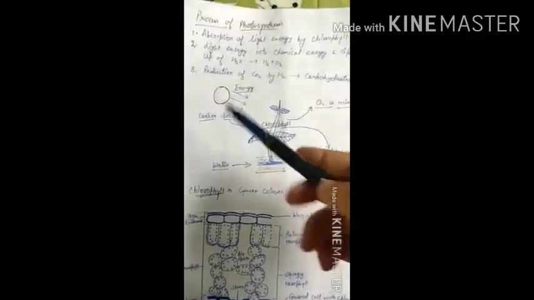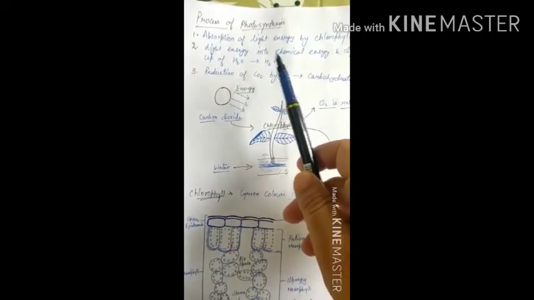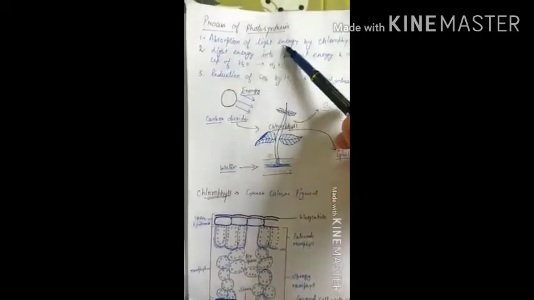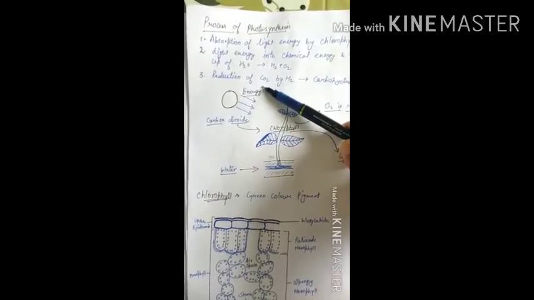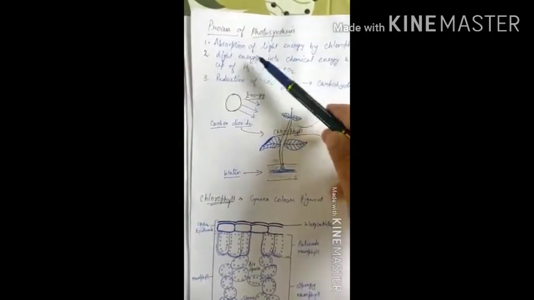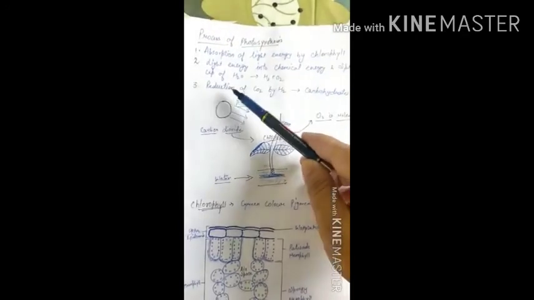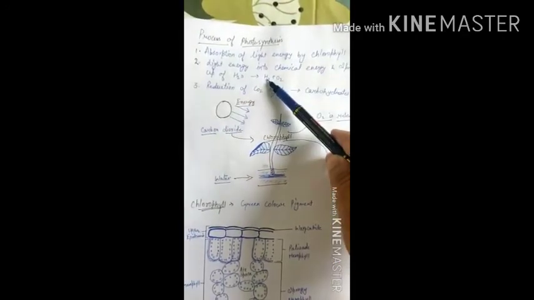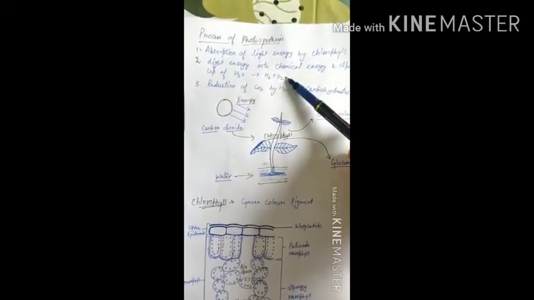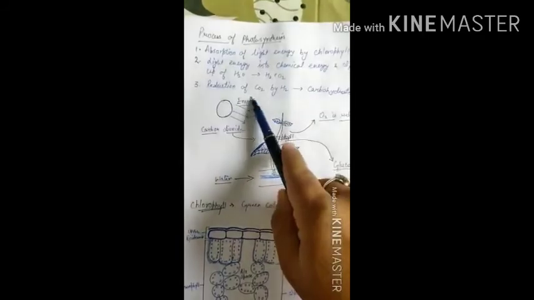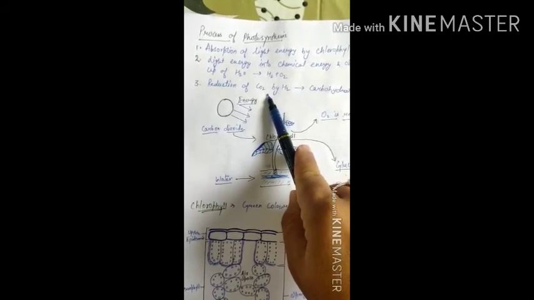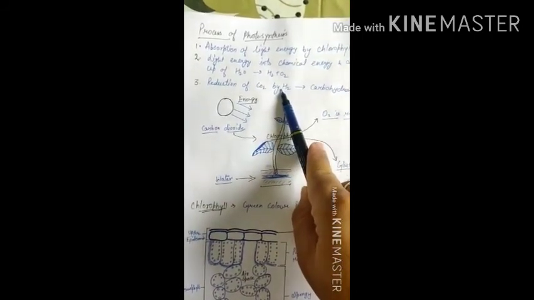Now we talk about the process of photosynthesis. Photosynthesis takes place in three main steps. The first is absorption of light energy by the chlorophyll pigment. In the second step, light energy is converted into chemical energy and water splits into hydrogen and oxygen. In the third step, reduction of CO2 by hydrogen takes place to form various types of carbohydrates.